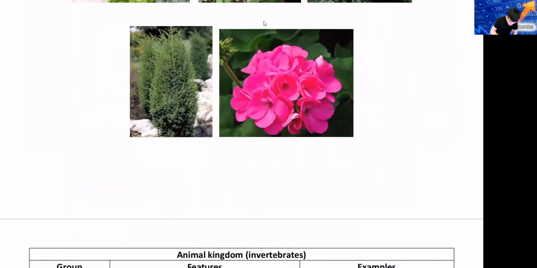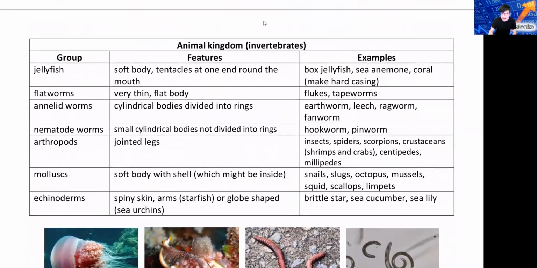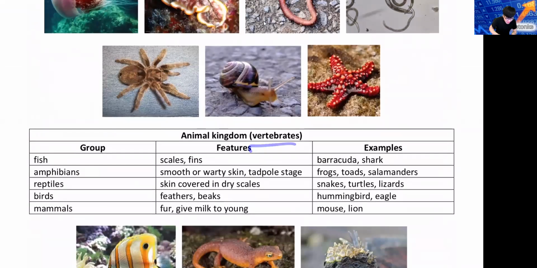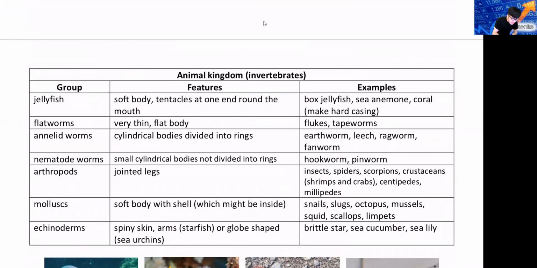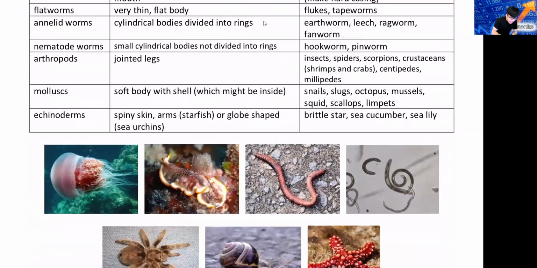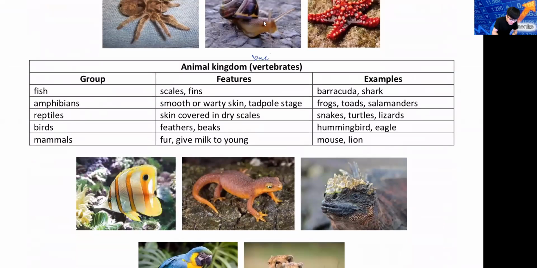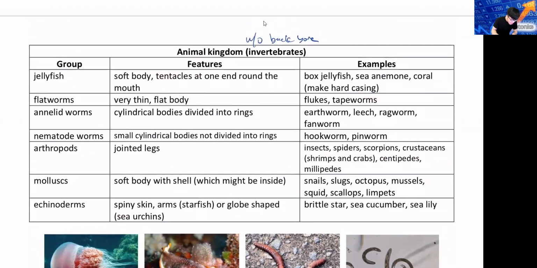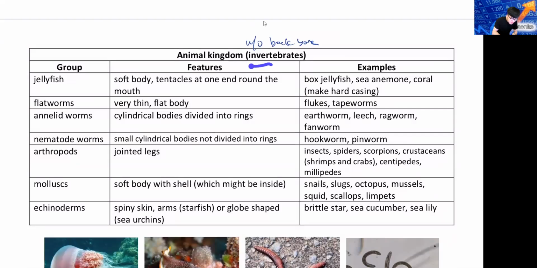Okay, moving on. Let's go to the animal kingdom. Animals are even much more complicated because there are so many things to study here. Generally, animals are divided into invertebrates and vertebrates. I'm sure you know what this is. Invertebrate means without backbone, and vertebrates means those with backbone. Anyway, let's look at the invertebrates.